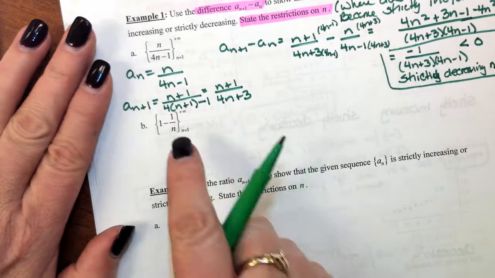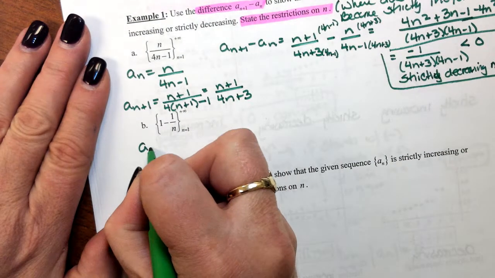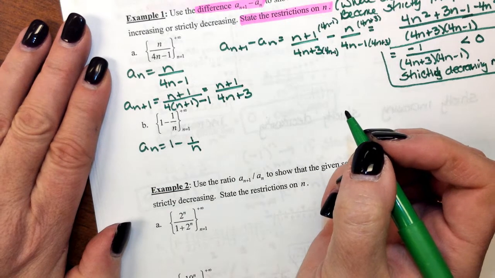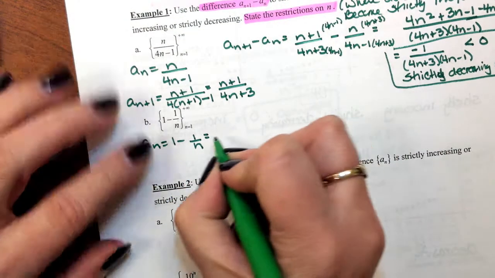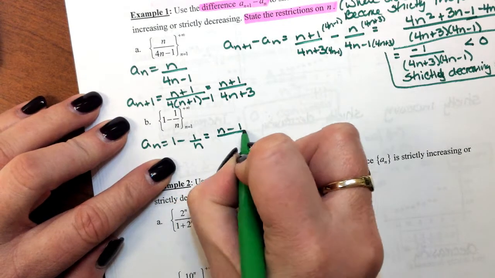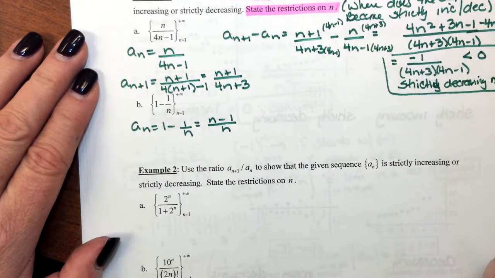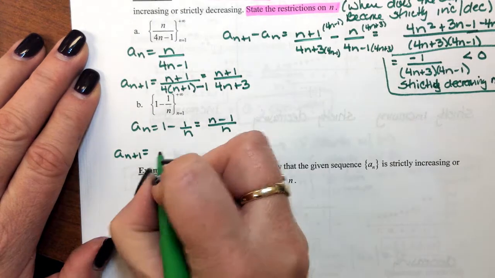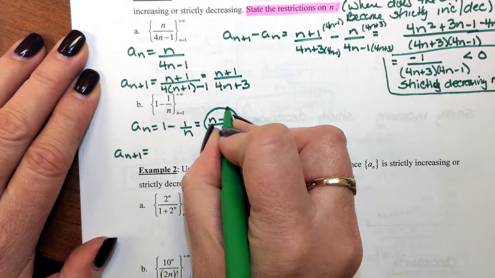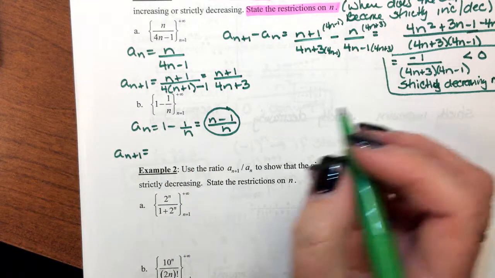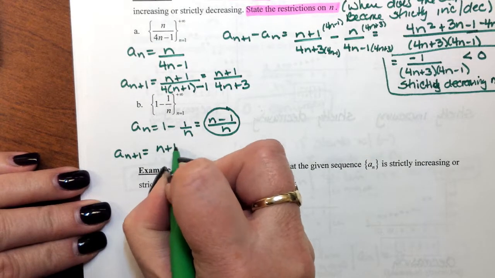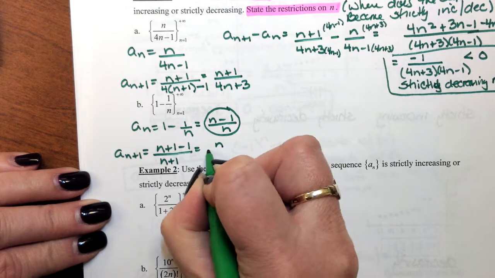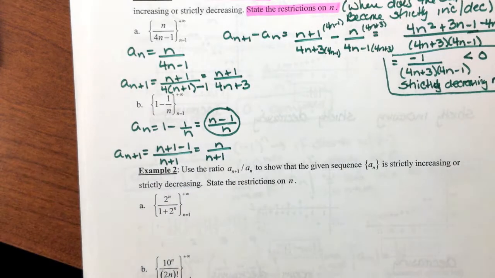So if I look at another one, a sub n is 1 minus 1 over n. I can condense this to a single fraction, n minus 1 over n. Then my a sub n plus 1, I'm going to use this one to add 1 to n. So I have n plus 1 minus 1 over n plus 1. That leaves me with n over n plus 1.